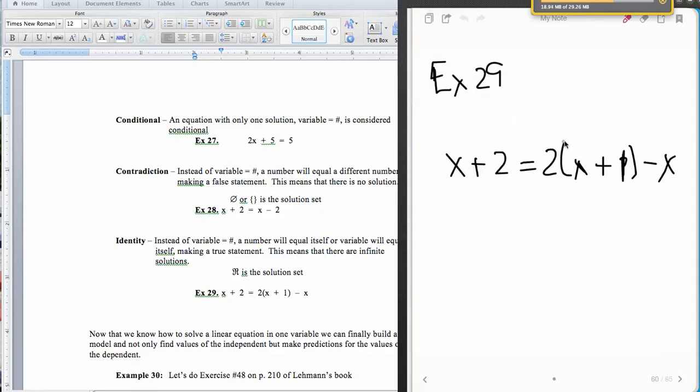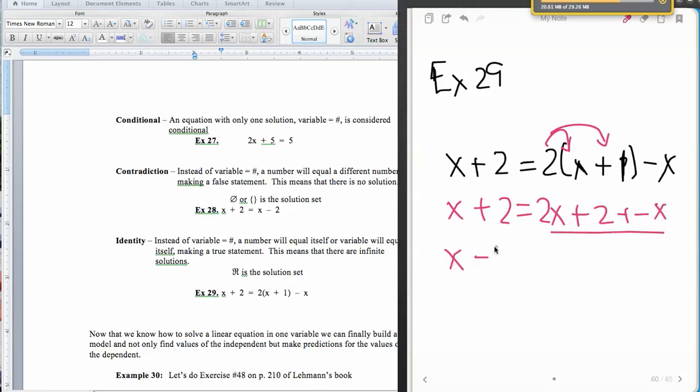So in this third type of equation, solving this problem, again, you're doing the exact same thing that you did before. You have to simplify first. So we have x plus 2 is equal to 2 times x, which is 2x, plus 2 times 1, which is 2, plus a negative x. And then we have to simplify this right side. So now we have x plus 2 is equal to 2x plus a negative x, which is an x, plus 2. And then again, we'll simplify this as we always have by moving the variables together.